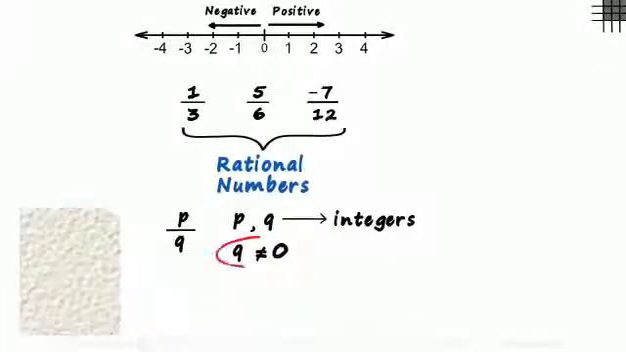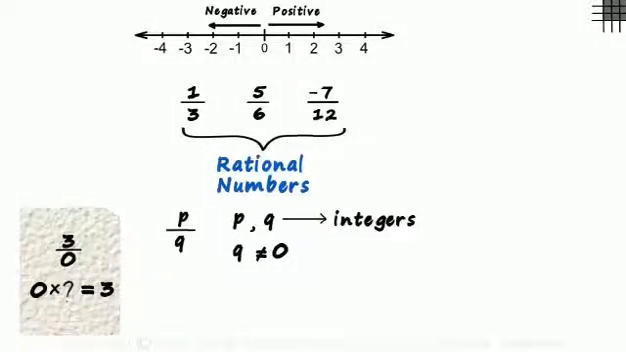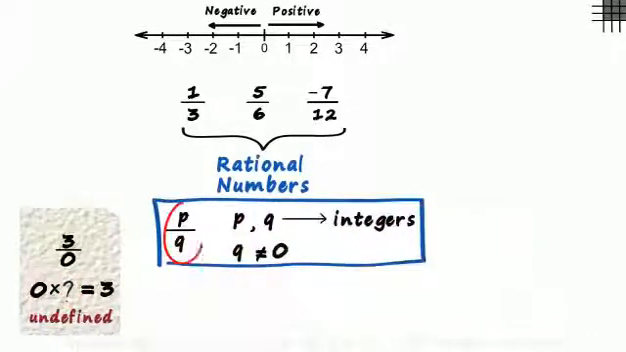Why do we have the second condition? Say I ask you to calculate 3 divided by 0. What would be the quotient? 0 multiplied by what will give you 3? There is no such number. This value is undefined. So this is the basic definition of rational numbers. It is a number of the form p by q, where p and q are integers and q is not equal to 0. There are many questions that should pop up in your head when you see this definition.